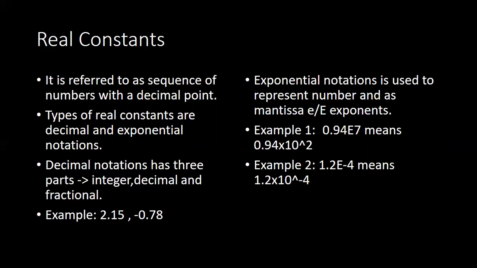The exponential notation is used to represent a number by its mantissa and exponent. Suppose a value of 0.94 E7. What does it mean? E stands for exponent, to the power. So it is 0.94 into 10 to the power of 7. Similarly, 1.2 E minus 4 means 1.2 into 10 to the power of minus 4.